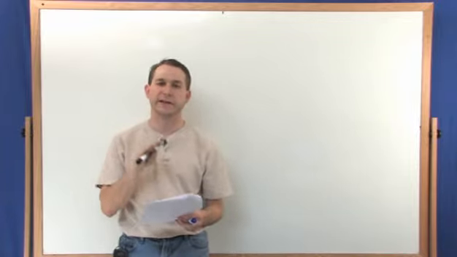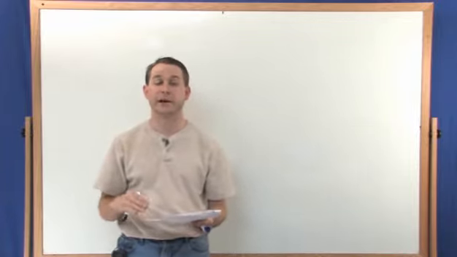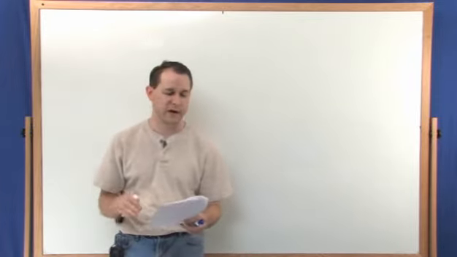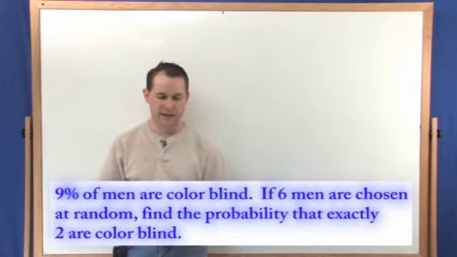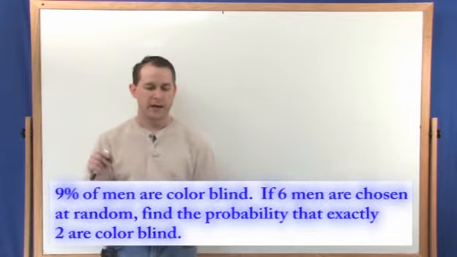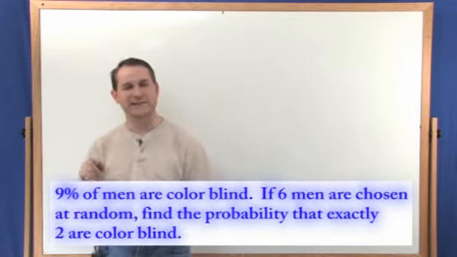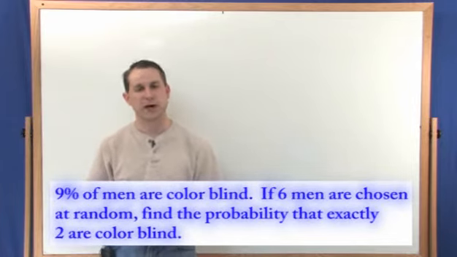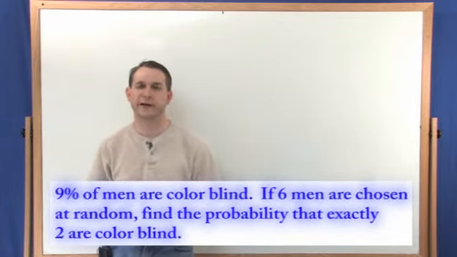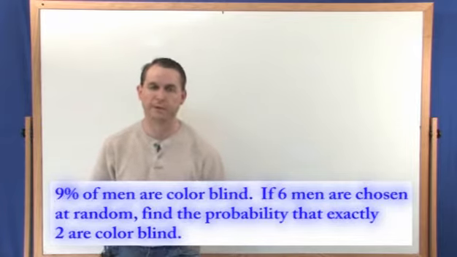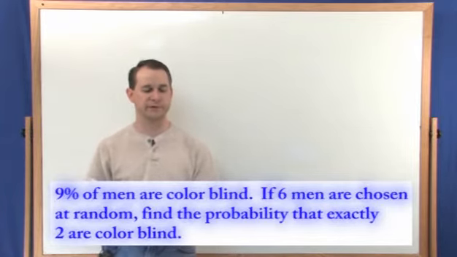So let's read it, let's identify the information in it, make sure it's binomial, and then apply what we've just done. 9% of men are colorblind, okay? If 6 men are chosen at random, find the probability of exactly 2 of them being colorblind, okay? That's what the question says. Read it again, make sure that it follows the mold of what we're trying to say is a binomial distribution.